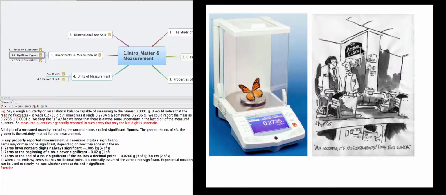This is a cartoon showing two guys in a lab that has an atomic clock. "My goodness, it's 12 o'clock, 15 minutes, 0936420175 seconds, time for lunch." All digits of a measured quantity, including the uncertain one, are called significant figures. The greater the number of significant figures, the greater is the certainty implied for the measurement.